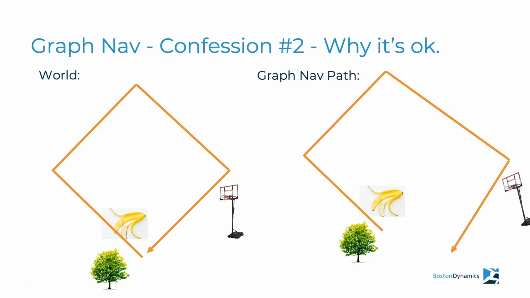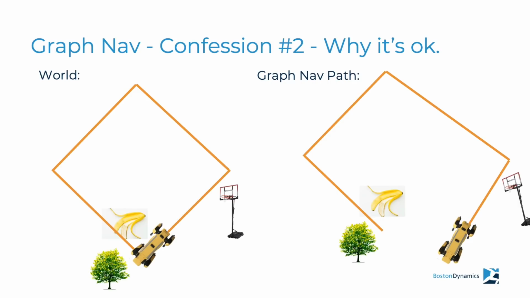So one of the things that you've probably assumed is that when GraphNav goes to localize against the path that you recorded, it looks at features that are geometrically close to where the robot thinks it is, right? It's going to look at features that are nearby because those are the features that are most likely to be seen.